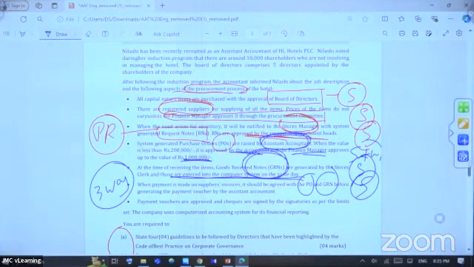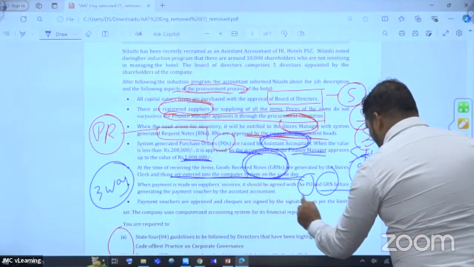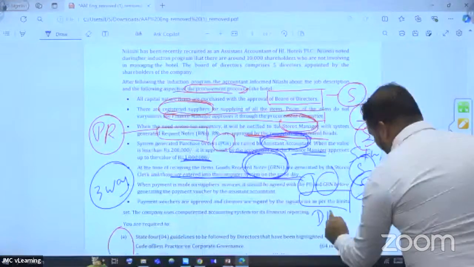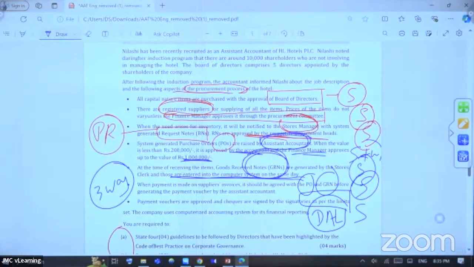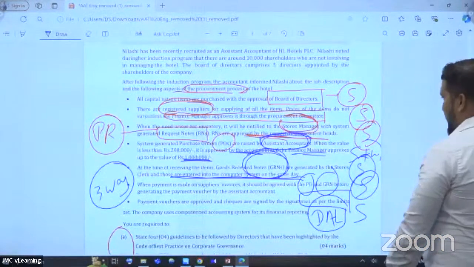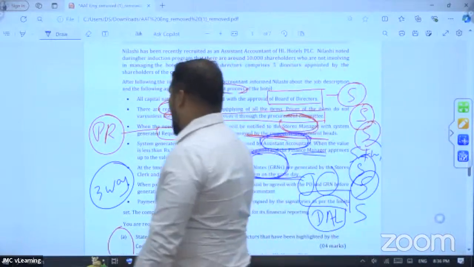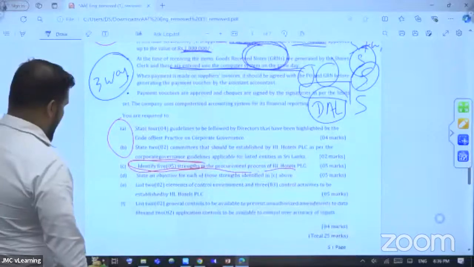Payment vouchers are approved and the checks are signed by the signatories as per the limits. So this company has delegated authority limits. Again, this is considered a strength. The company uses a computerized accounting system for financial reporting. So how many strengths are there? 1, 2, 3, 4, 5, 6. Altogether 6 strengths are there, so you need to write down all these 6.